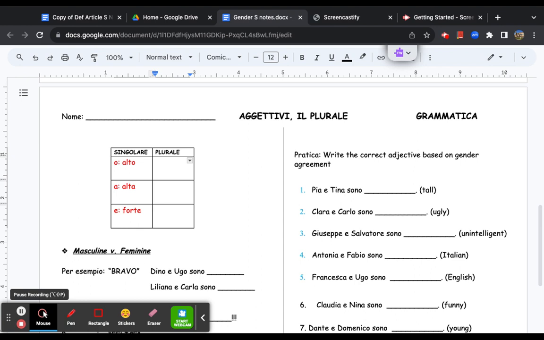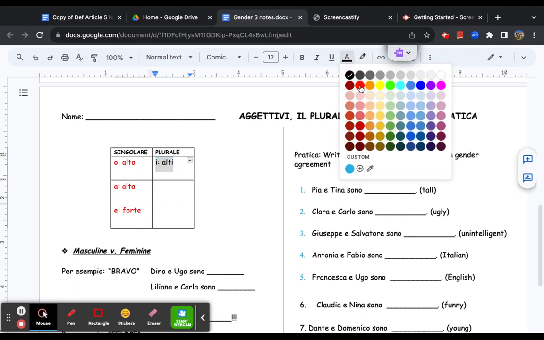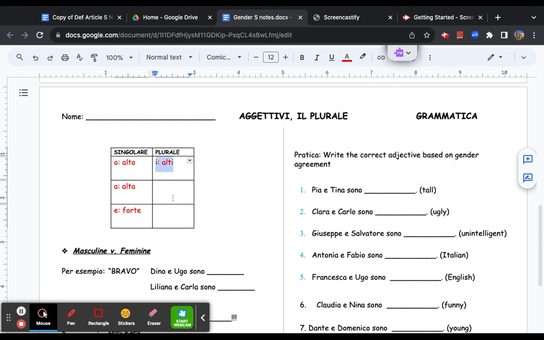So, per esempio, for example, the same thing will happen with alto. If you're talking about multiple men, per esempio, for example, it would become alti, right? So here, let's say, again, per esempio, we have Matteo e Donatello they are alti.